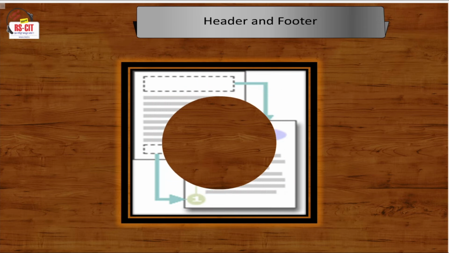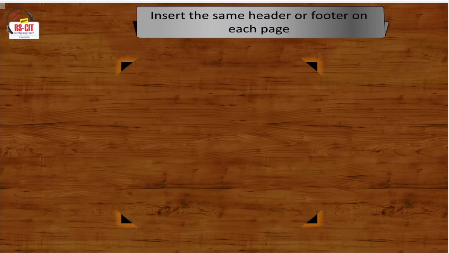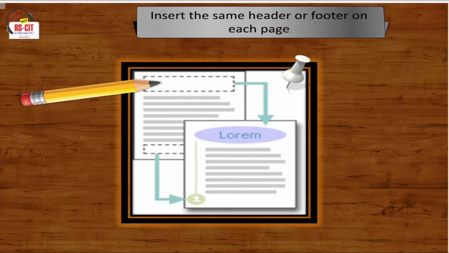Header and footer. Headers and footers are areas in the top, bottom and side margins of each page in a document. You can insert or change text or graphics in headers and footers. For example, you can add page numbers, the time and date, a company logo, the document title or file name, or the author's name. Inserting the same header or footer on each page.